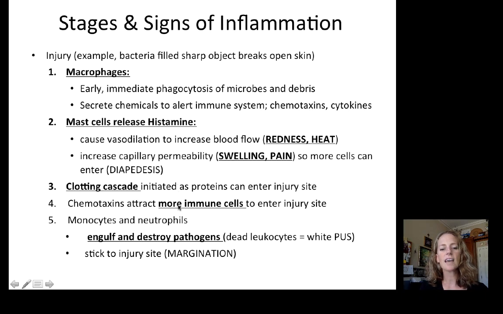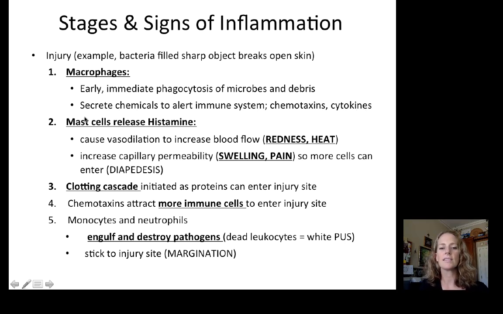So the stages and signs of inflammation are like this. You will have an injury. Macrophages will be first to the site of injury, and they will immediately come in and phagocytose, or eat up, any microbes and debris that they find. They can then secrete chemicals to alert the rest of the immune system. These chemicals will be chemotaxins. Chemotaxins means that they attract cells, and cytokines.